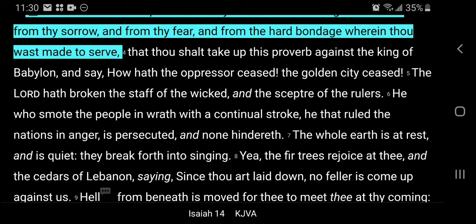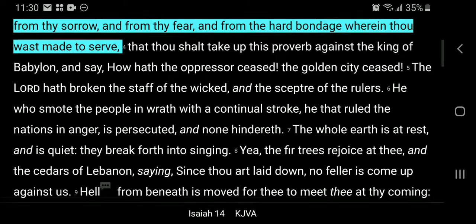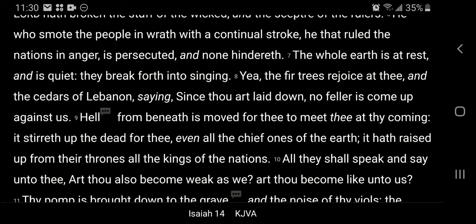The whole earth is at rest and is quiet. They break forth into singing. Yeah, the fir trees rejoice at thee, and the cedars of Lebanon, saying, since thou art laid down, no feller is come up against us. So once you white people get laid down, man, even the trees are gonna rejoice, because you're cutting down all the trees, man.